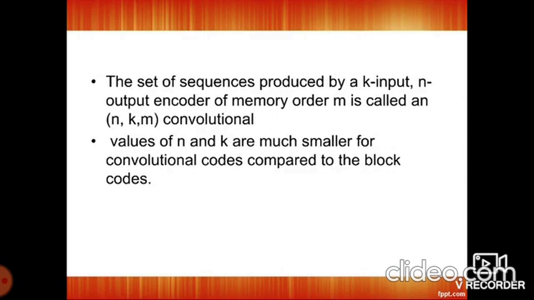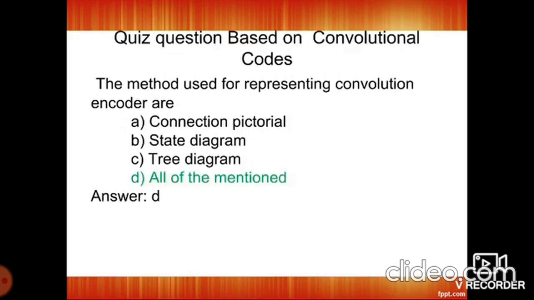The set of sequences produced by a k input, n output encoder of memory order m is called an n, k, m convolutional encoder. The values of n and k are much smaller for convolutional codes compared to block codes. In a convolutional encoder we have another parameter called constraint length. The constraint length of a convolutional code is defined as the number of shifts over which a single message bit can influence the encoder output.